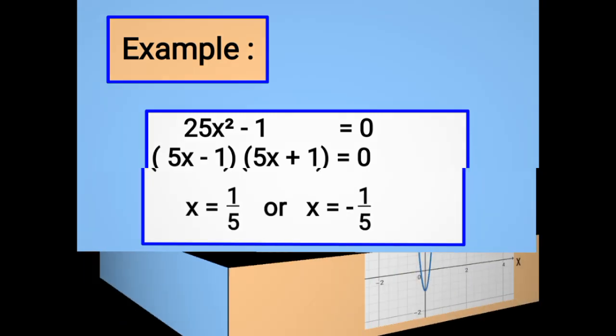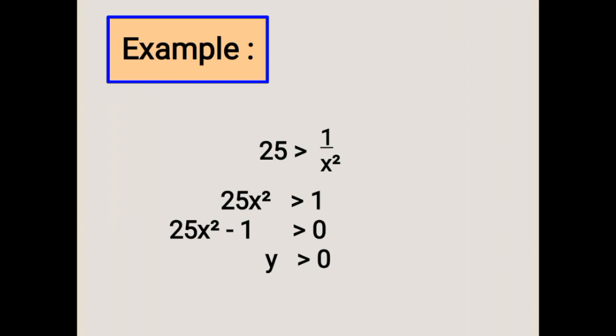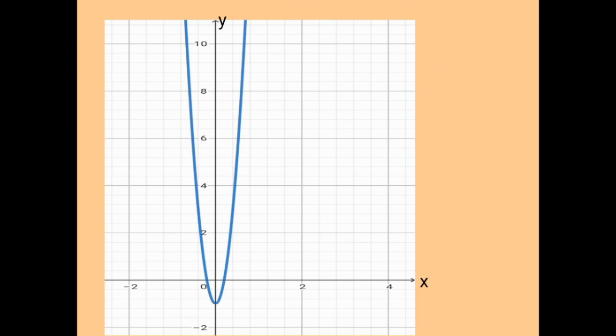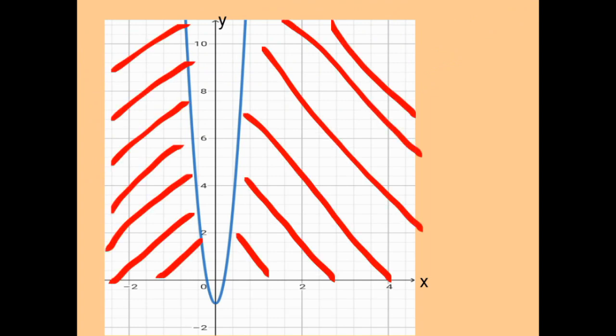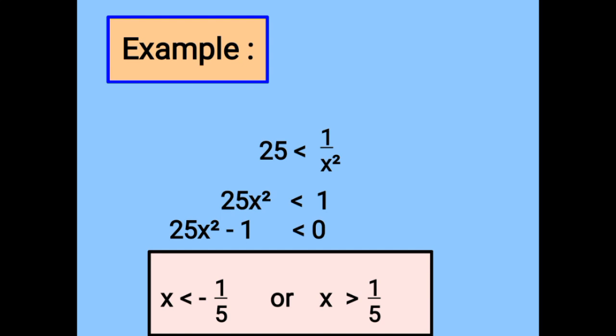As you can see, this is the graph of y equals 25x squared minus 1. So, 25x squared minus 1 greater than 0 and hence y is greater than 0. Y is greater than 0 for the outer parts of the graph above the x-axis as shown by the shaded region and hence the solution to 25 greater than 1 over x squared is x is less than minus 1 over 5 or x is greater than 1 over 5.